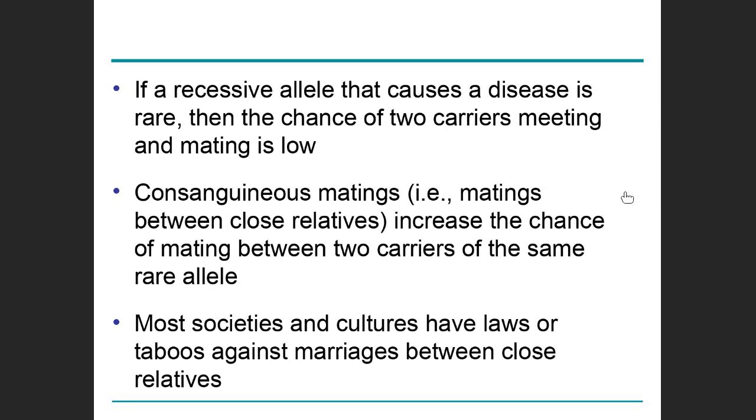So most societies and cultures do have taboos against consanguineous matings. So no brother sister, no mother son, no father daughter, right? No first cousins, because that increases the risk of combining those bad genes in the offspring.